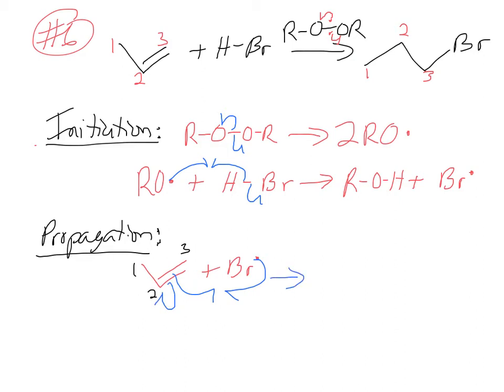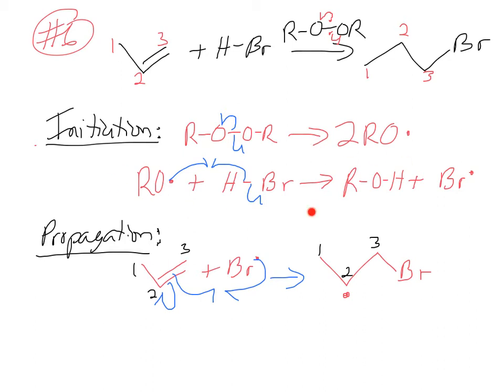Well, because of... not resonance. It's more stable. What's more stable? The radical is on the secondary carbon, right? The radical is more stable on a secondary carbon than it is on a primary. Right? Hyperconjugation. Alright, so that's a propagation step. Anytime you make a new radical, that's a propagation step.